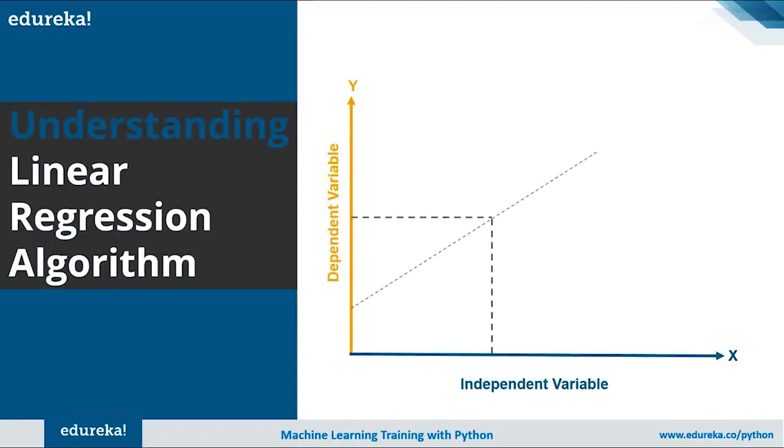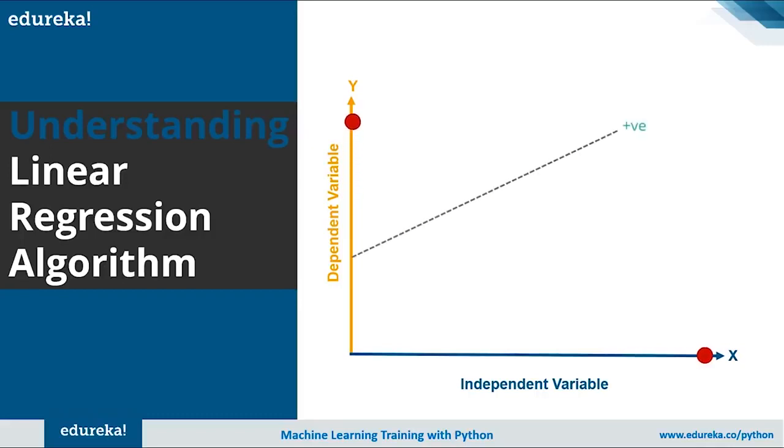So suppose you have an independent variable on the x-axis and a dependent variable on the y-axis. Alright, suppose this is the data point on the x-axis. The independent variable is increasing on the x-axis, and so does the dependent variable on the y-axis. So what kind of linear regression line would you get? You'd get a positive linear regression line, as the slope would be positive.